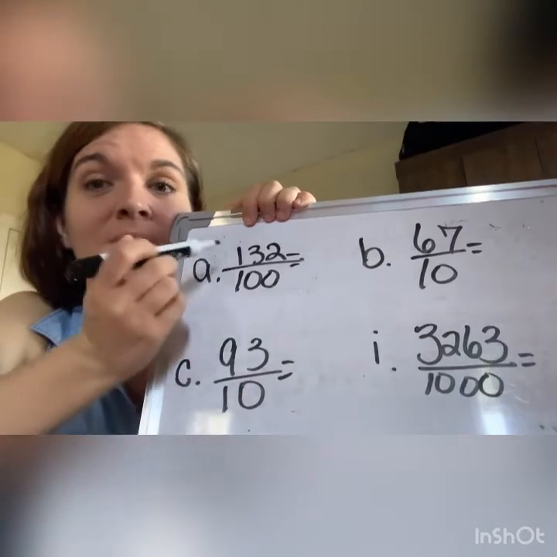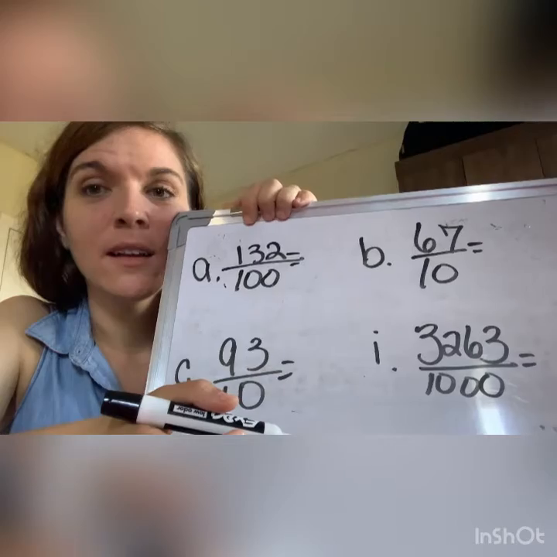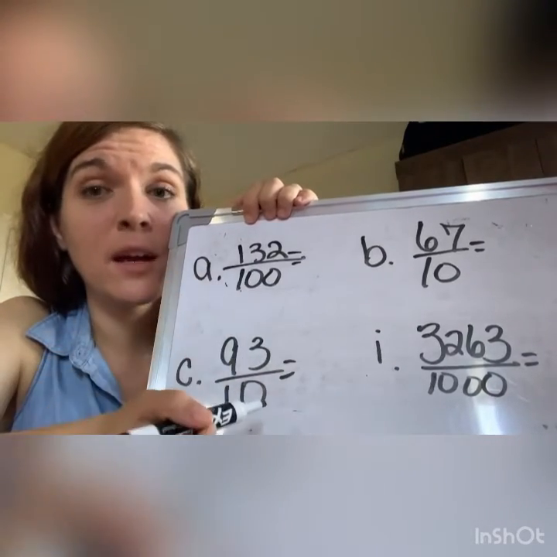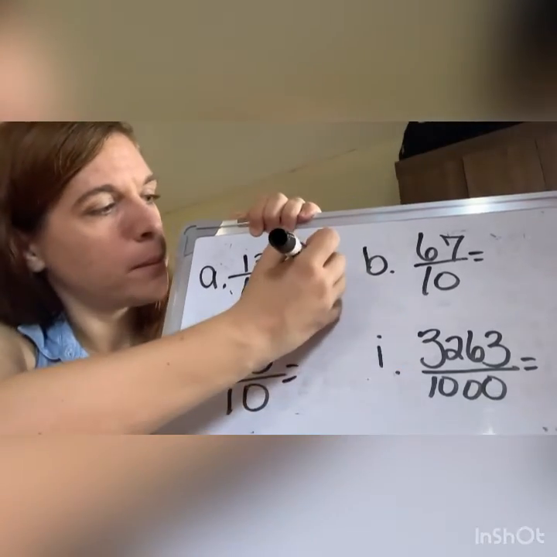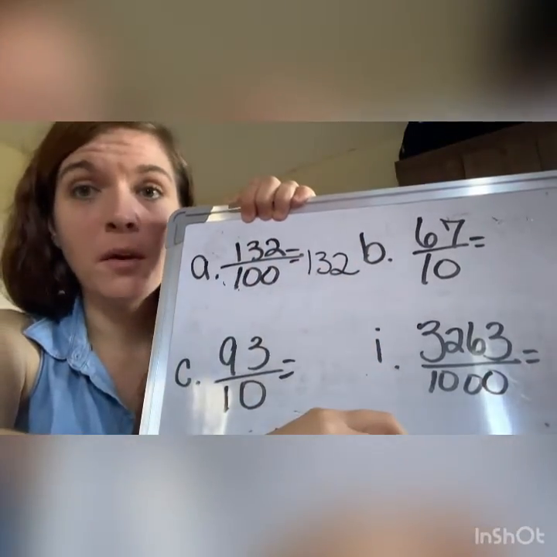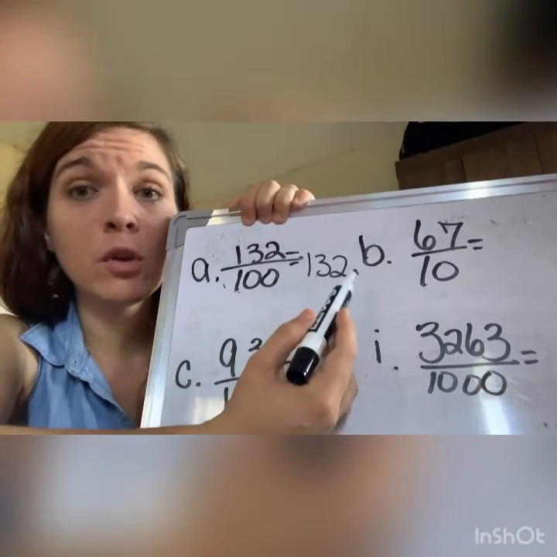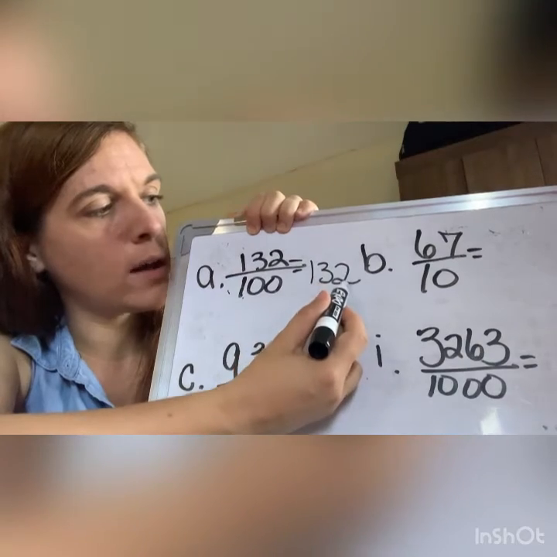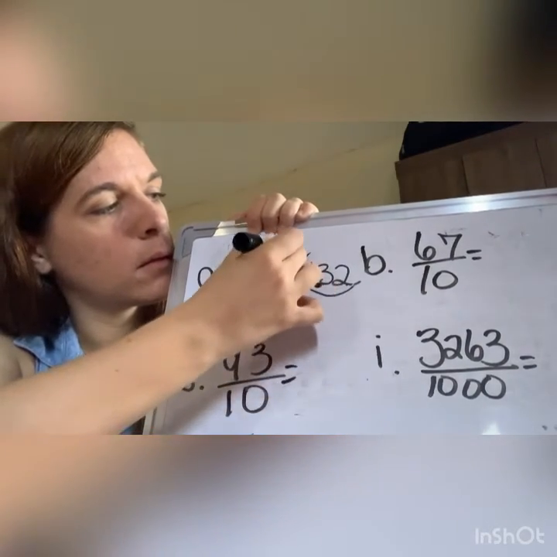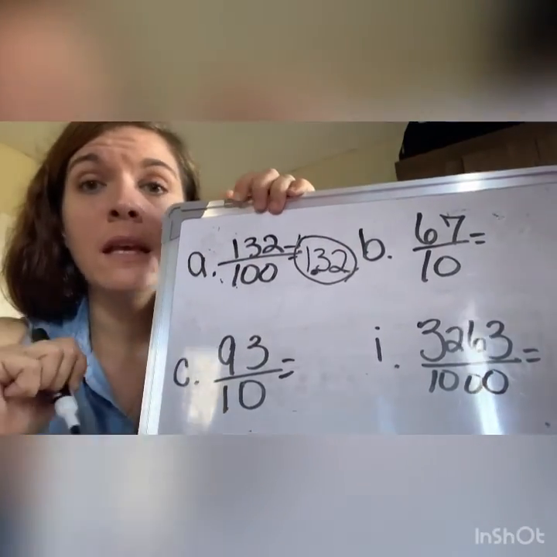Watch. When this number is bigger than this number, look what you do. Okay? When this number is bigger than this number and it doesn't fit, write the number. Write your number, okay? And count it. You have 2 zeros here. You need 2 numbers after the decimal place, right? So start here. 1, 2, point. It's 1.32 is your answer, okay? 1, 2, point.